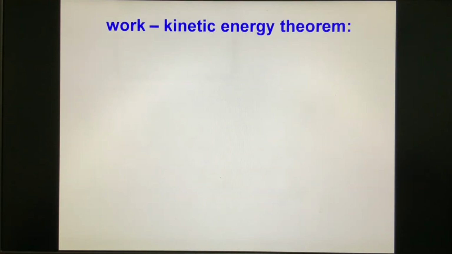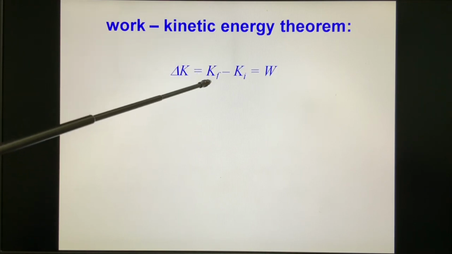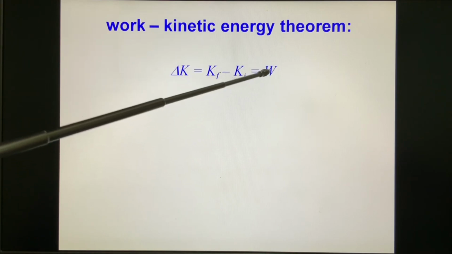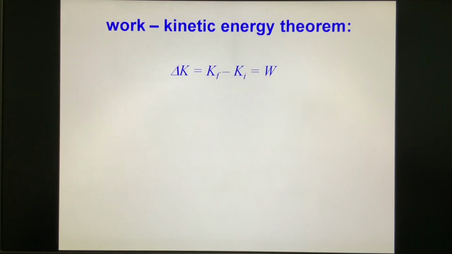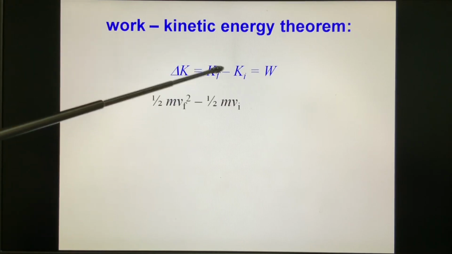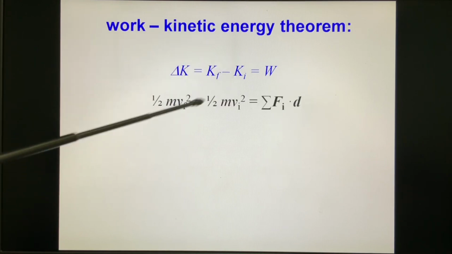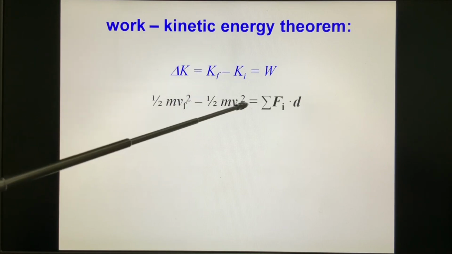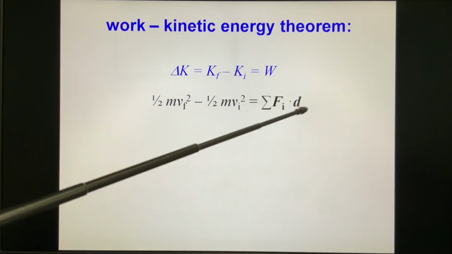Work-kinetic energy theorem. Delta K equals K final minus K initial equals the work done by the force. Rewrite it: half m v final squared minus half m v initial squared equals sigma F_i dot d.